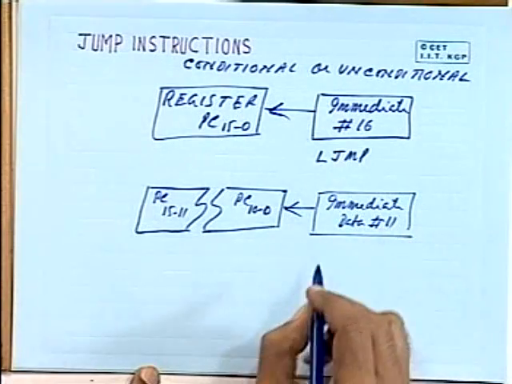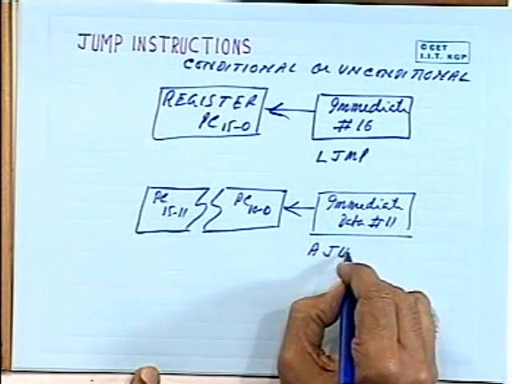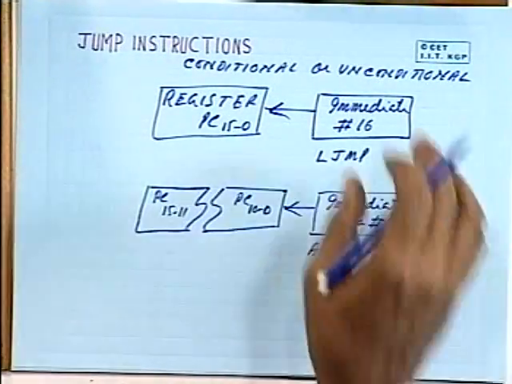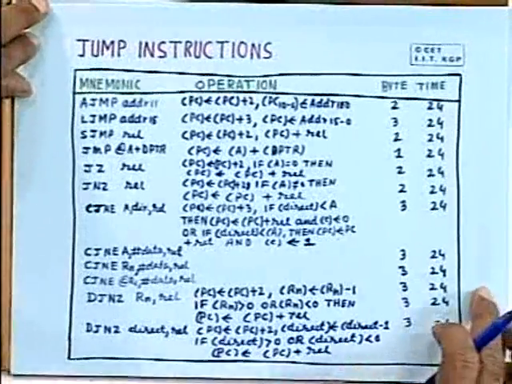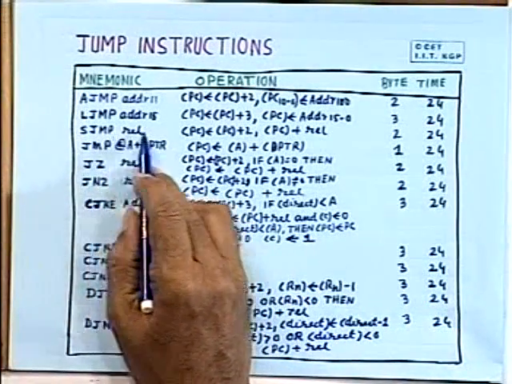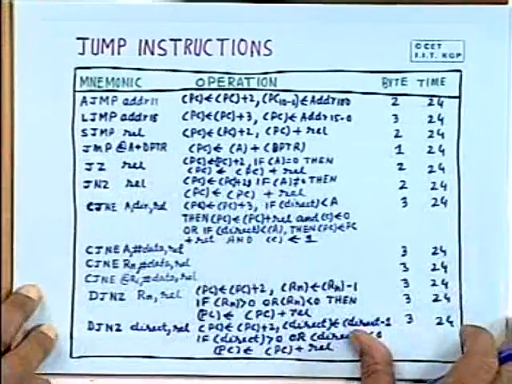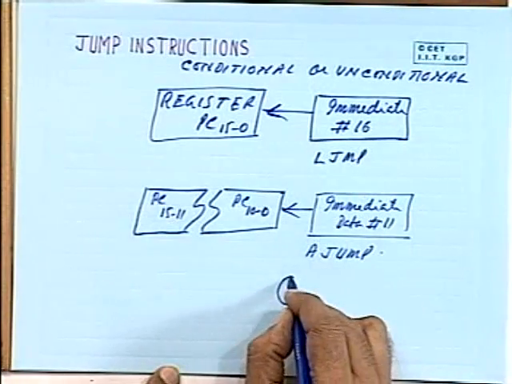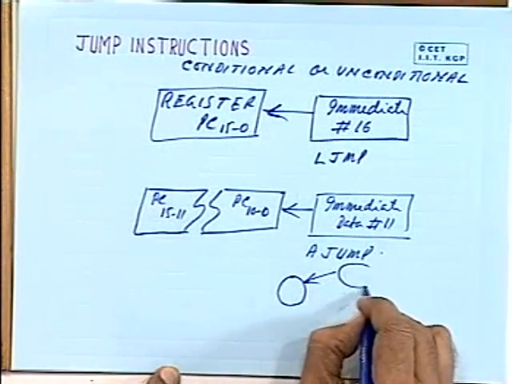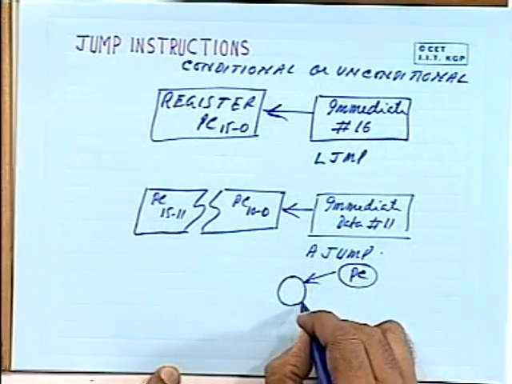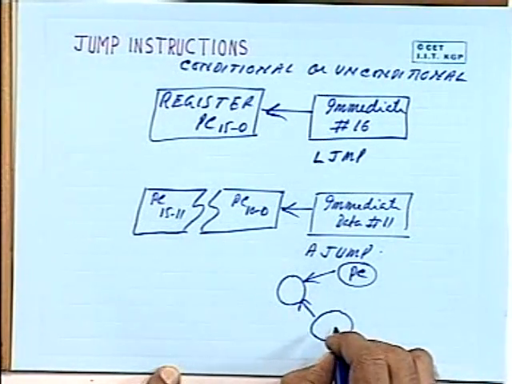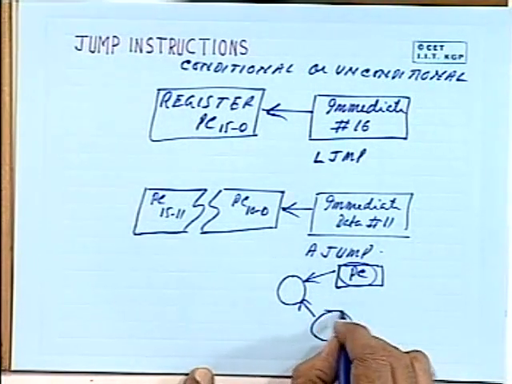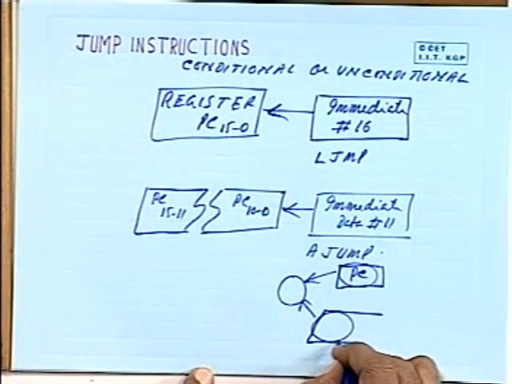This is loaded with the immediate data, and here it is 11 bits. So this is your absolute jump. Apart from these two jump instructions, you have the short jump, that is relative. In case of short jump relative, what happens? With respect to the program counter, say you have the program counter value, you can jump by providing immediate data.